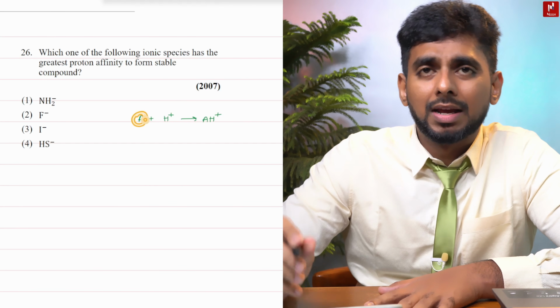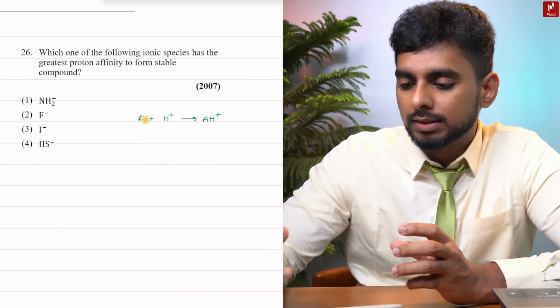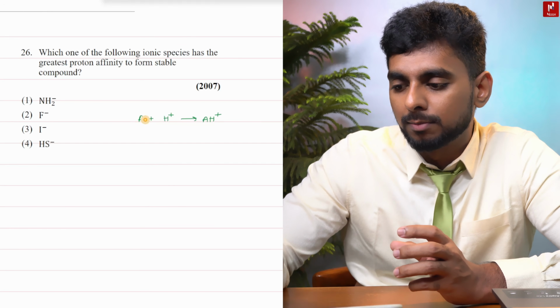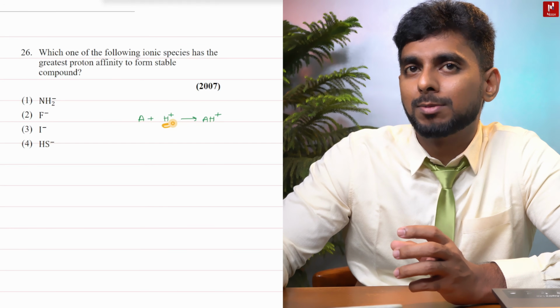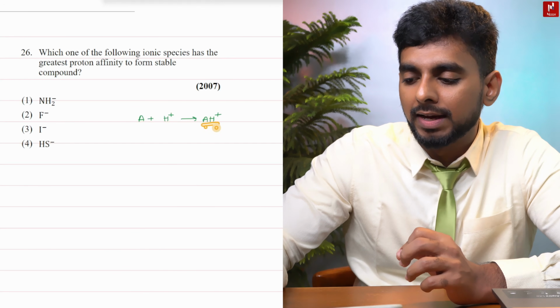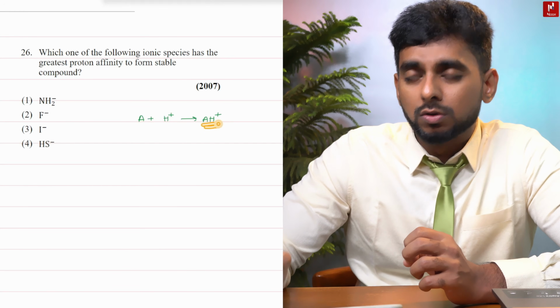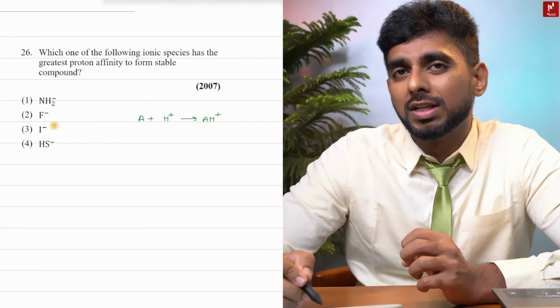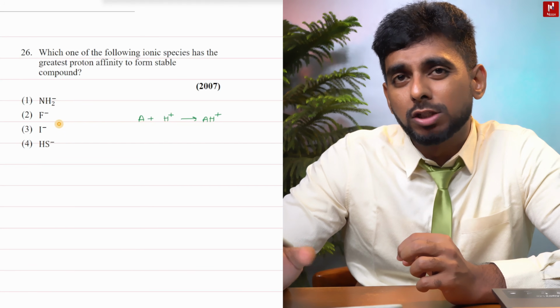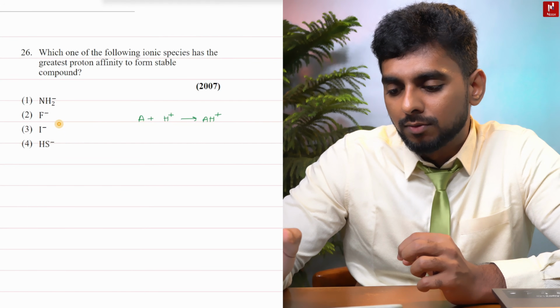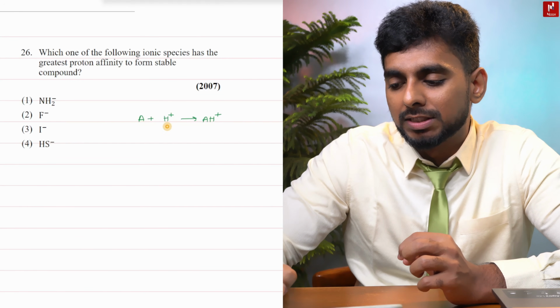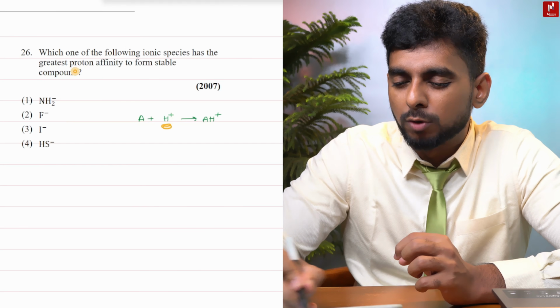So what this compound does is it pulls the proton, which is the H+ ion, in the solution, and then it forms AH+. Fine. So out of the compounds that they have given in the question, which has the greater tendency to pull this H+ ion? That's what I need to get. So that's going to be the proton affinity.